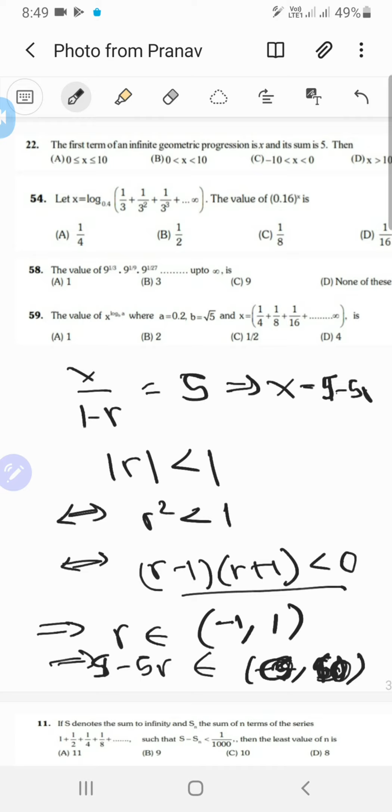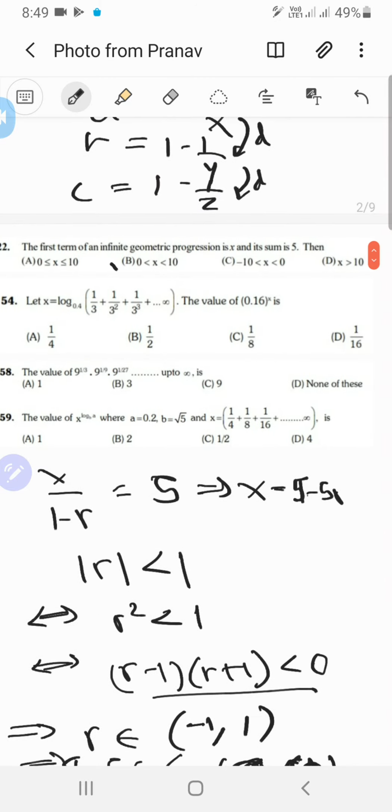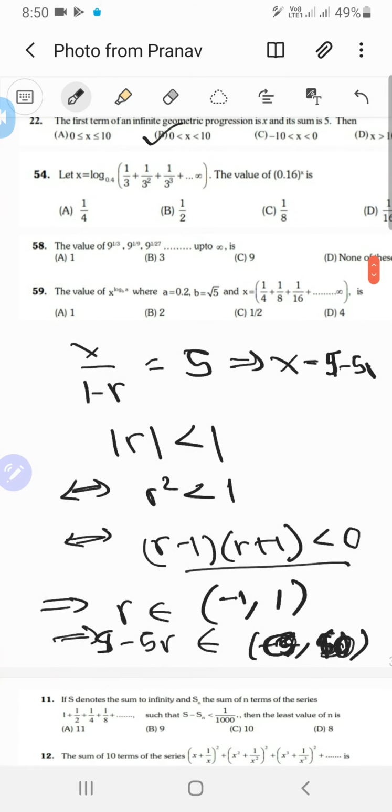So which option is this? x is supposed to lie between 0 and 10. You have this option, correct. Okay, cool. Let's go to the next question.